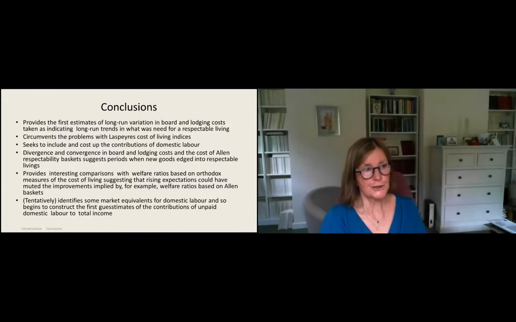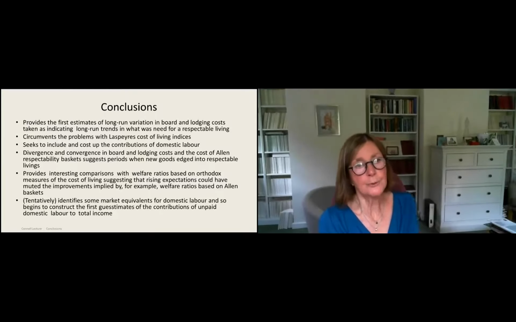The board and lodging costs also include domestic labor. And I've tried to use the basic board and lodging costs to extract the contributions of domestic labor, both in terms of labor time and the cost of that labour. Divergence and convergence in board and lodging costs and the costs of annual respectability baskets then suggest periods when new goods edged into respectable livings. And I tried to then benchmark that also against qualitative evidence of the appearance of new goods.